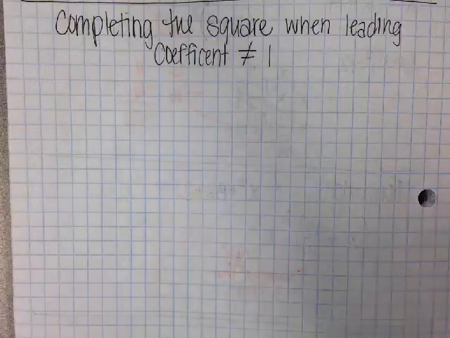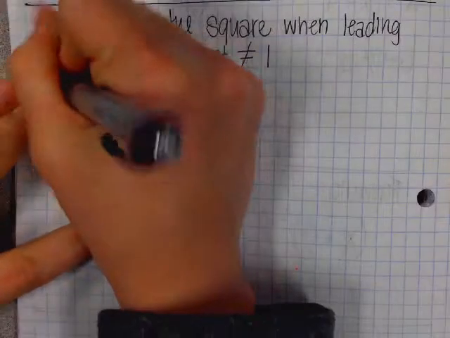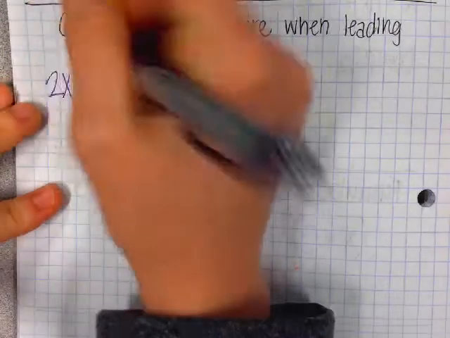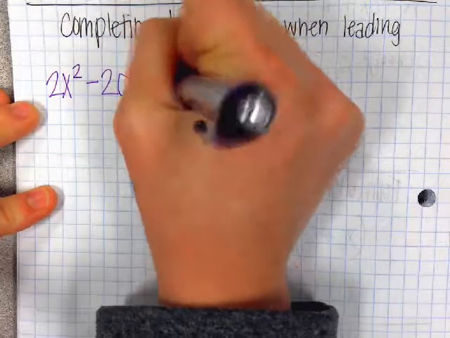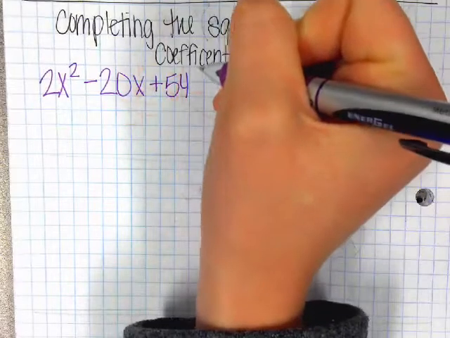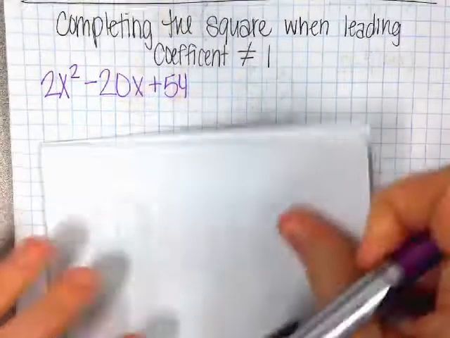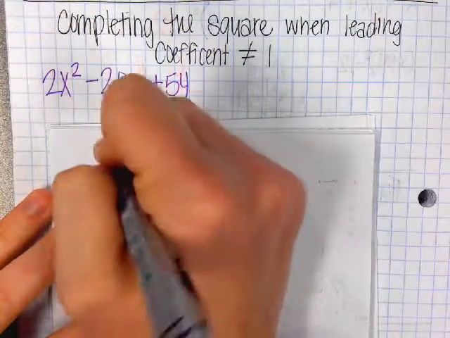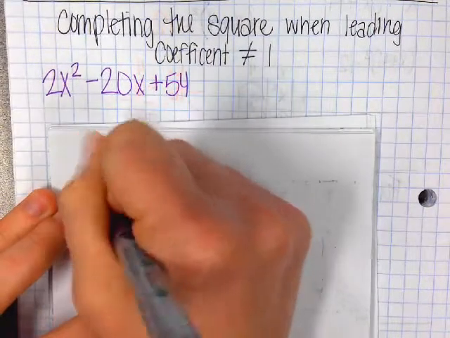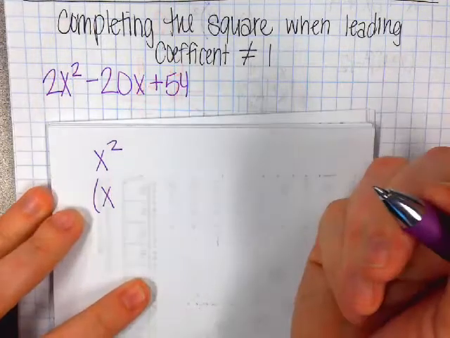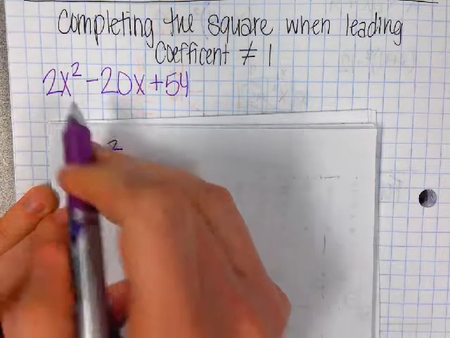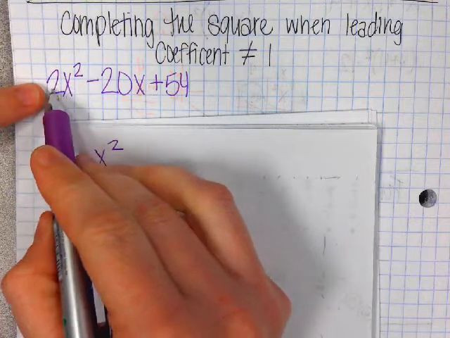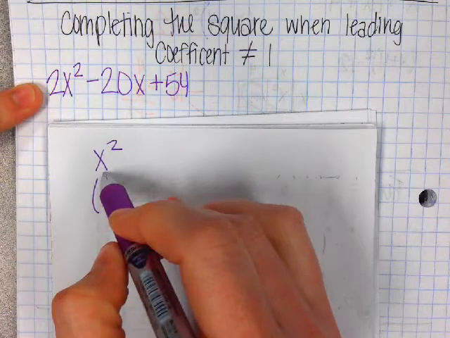Okay, completing the square. So this is the entry task example. 2x squared minus 20x plus 54. Now, when we've been doing these problems, every time there has been an x squared, and we wrote it as x minus or plus whatever. This is not set up as x squared. But could I divide 2x squared by something to make it an x squared?